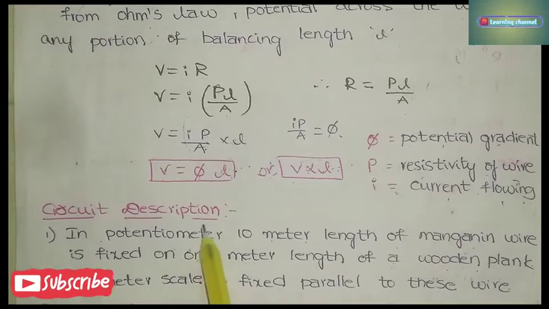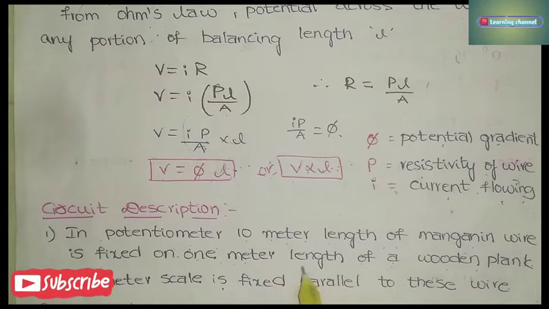Circuit description is not necessary to write, but for better presentation I am telling you. In a potentiometer, 10 meters of magnet wire is fixed on a 1 meter long wooden plank. So we take a potentiometer made up of magnet wire, about 10 meters. We fix it on a wooden plank with a meter scale to measure the balancing length. So this is the circuit description.